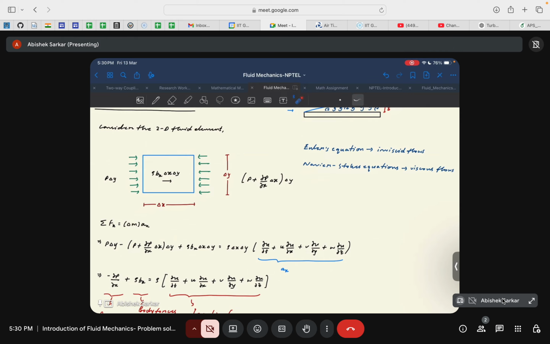Similarly, if we try to find the pressure acting at this surface, which will always be in the inward direction, the pressure would be P plus ∂P/∂x times delta x, times delta y. So using a Taylor series expansion, if P is the pressure here, the pressure at a distance of delta x can be found out using the Taylor series expansion.